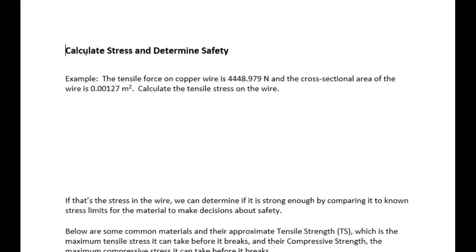So let's do an example of calculating stress and take it to the next level to use that value to determine the safety. So our example is the tensile force in a copper wire is 4,448.979 newtons, and the cross-sectional area of the wire is 0.00127 meters squared. Calculate the tensile stress on the wire.